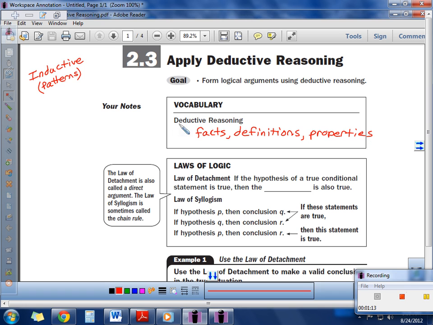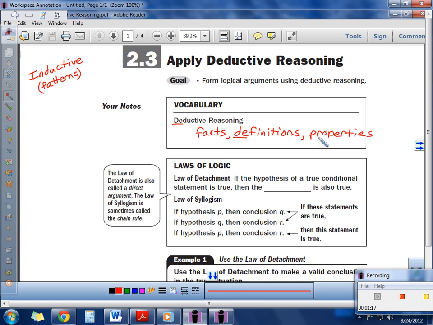I kind of remember deductive and definitions. And if I can remember definitions, I can typically remember facts and properties. That's how I remember this. And I know if this one is definitions, then inductive is patterns. That's your job to memorize that. That is a question on the test.